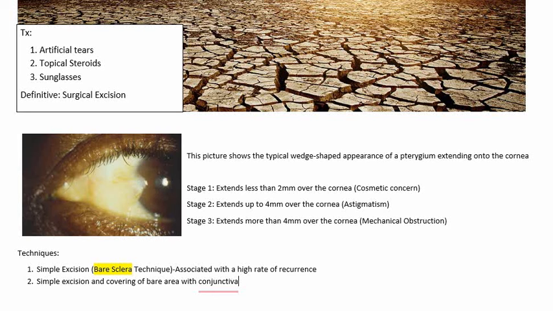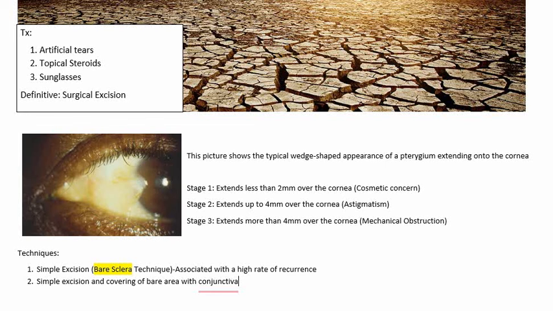now. In the third stage, more than 4 millimeters of the cornea is covered, so much so that now there is mechanical obstruction and a significant loss of visual acuity. In stage 2 and stage 3, surgical excision is performed for therapeutic purposes for the sake of getting good visual acuity. Alright, so what are the two techniques of surgical excision?